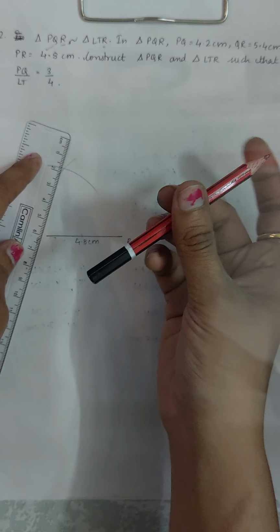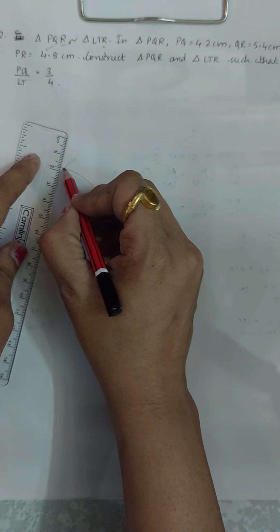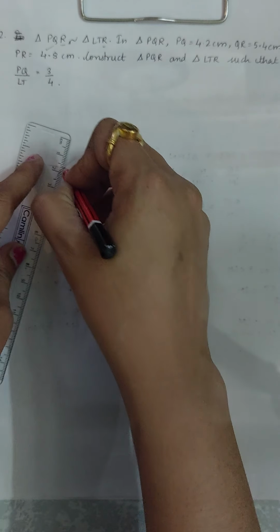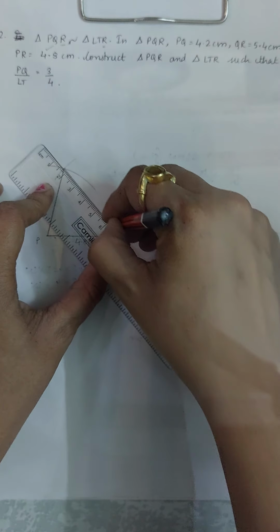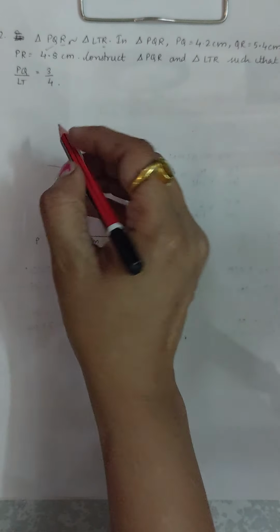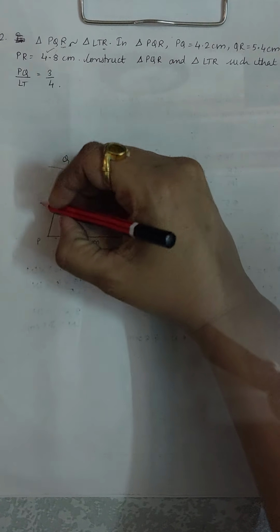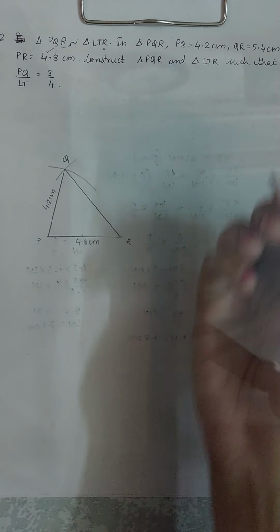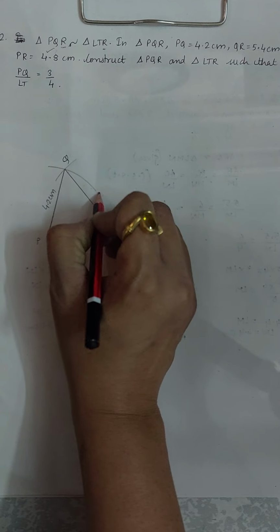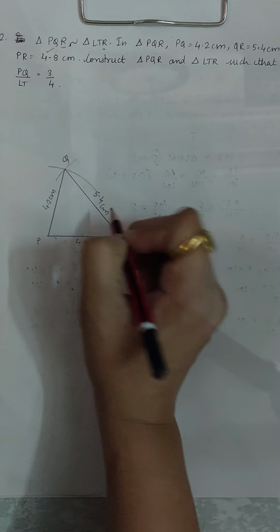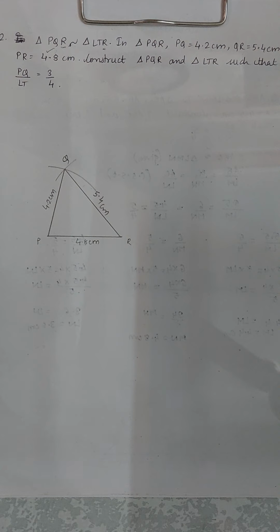After this, I'm going to draw the triangle. So this is your triangle PQR. Okay, we are going to name it. I'm going to name it, say, this is 4.2 centimeter, and this is going to be QR, which is 5.4 centimeter. Okay, so after drawing this triangle, one triangle has been done. Now we have to draw the other triangle.